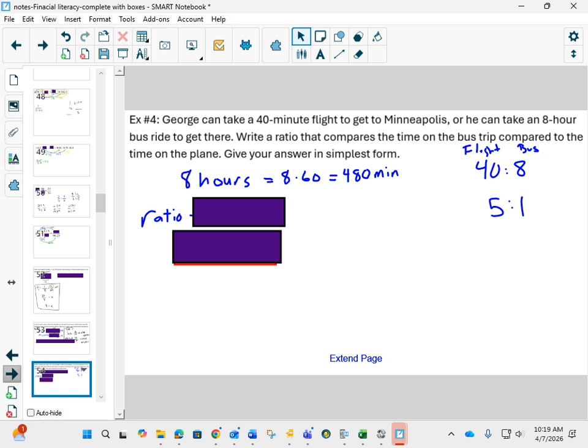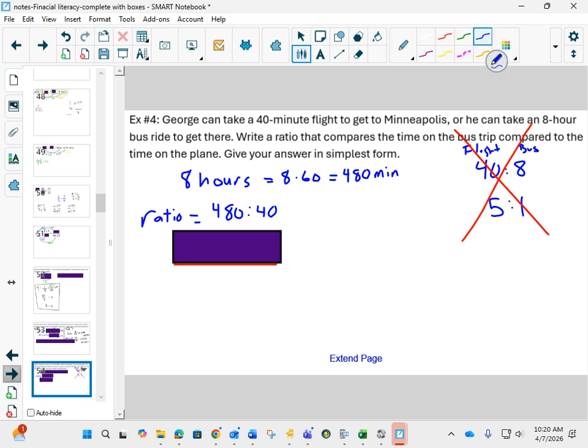There are 60 minutes in an hour. So 8 hours is 8 times 60. It's 480 minutes. So this, I'm gonna put an X through it. It doesn't work because your units weren't the same. Once we get the units the same though, 480 to 40. Can you divide both of those by something? Can we get that into lowest terms? If you want, you can type this as a fraction into your calculator.